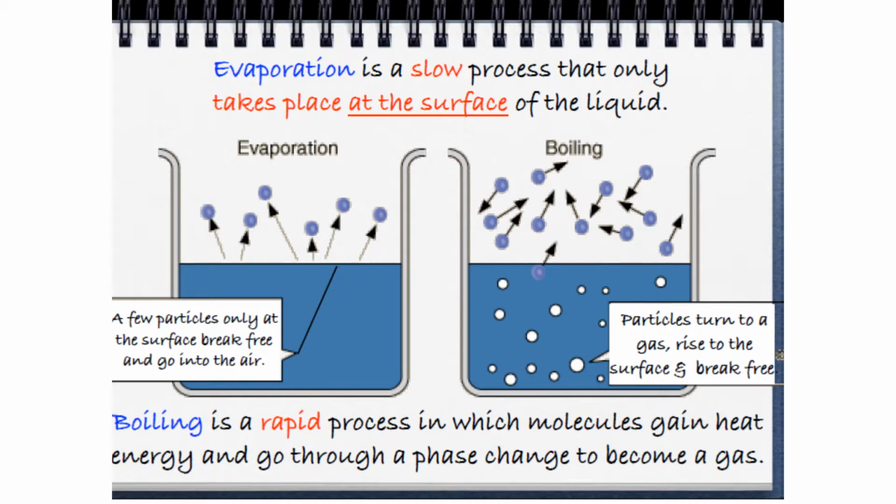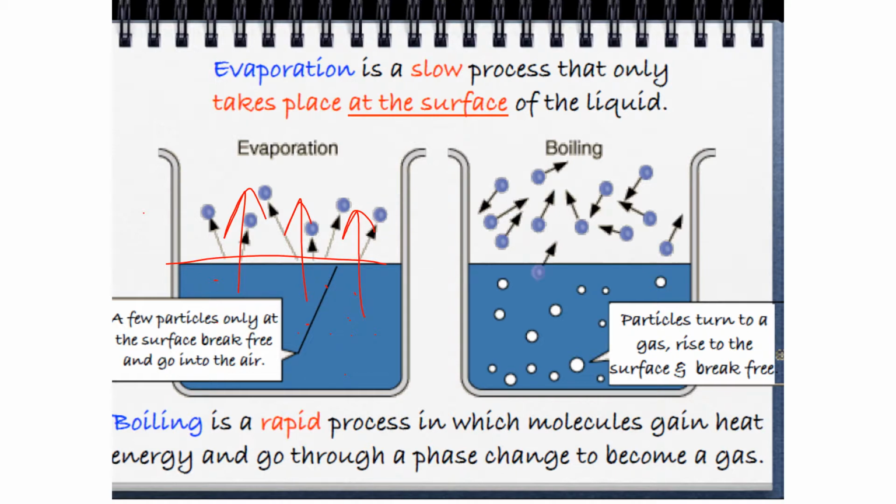So here in this picture on the left-hand side, there are water particles in this beaker, and over time, as those particles start to bump into each other, they give each other energy. And eventually, some particles gain enough energy that they are able to break through the surface of that water and turn into the gas phase. Evaporation is a slow process that takes place just at the surface of a liquid.